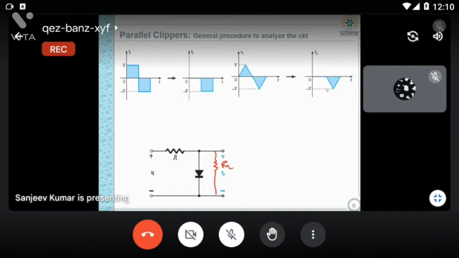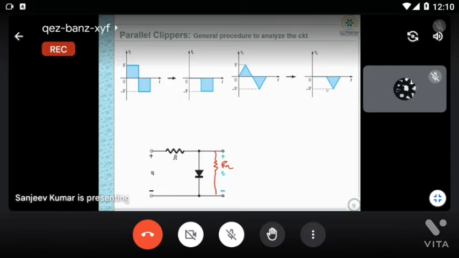Any other one? Any other explanation? Current will flow through the path of least resistance. So when the diode is forward biased, it flows through the diode. When it is reverse biased, it flows through the resistor or the load.